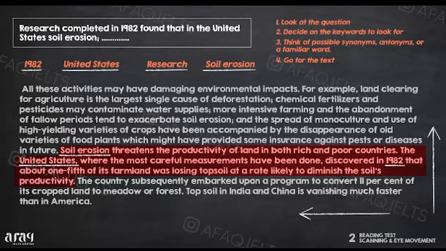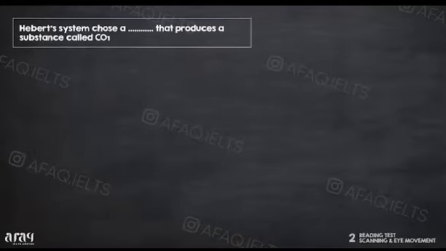Okay, now let's look at a third example. The question here is, Herbert's system chose A, blank, that produces a substance called CO1.